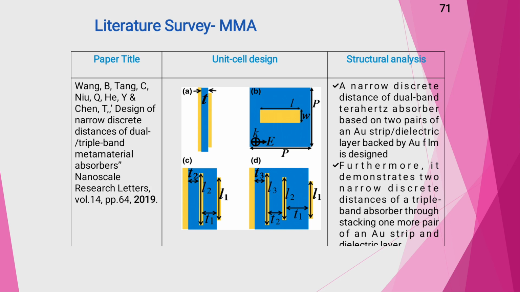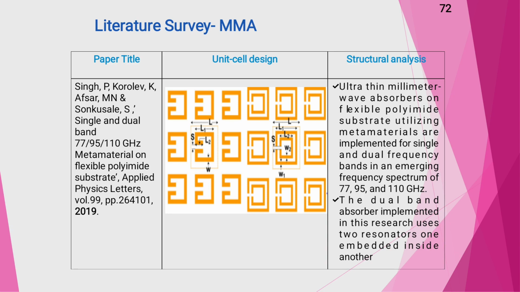So, mainly the authors mostly used stacked layers of operation. Stacking means multiple layers are arranged in a single metamaterial absorber structure. This paper shows a single and dual band metamaterial absorber on a flexible polyimide substrate for three different frequencies: 77, 95 and 110 GHz.